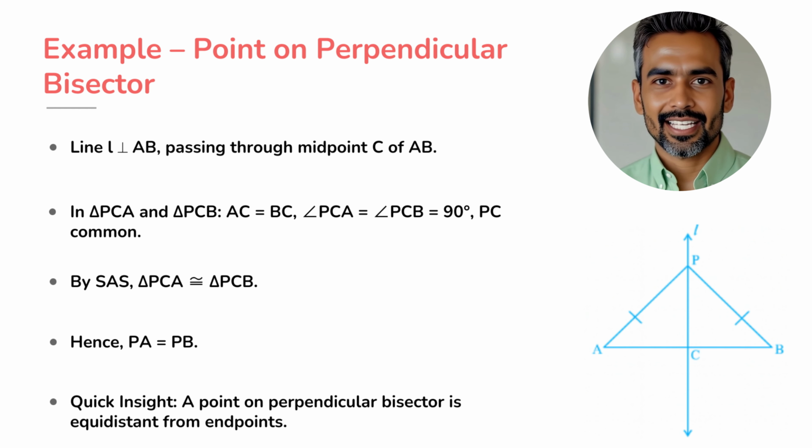The key takeaway is any point lying on the perpendicular bisector of a line segment is always equidistant from its two endpoints. That's why this rule is so useful in constructions and proofs.